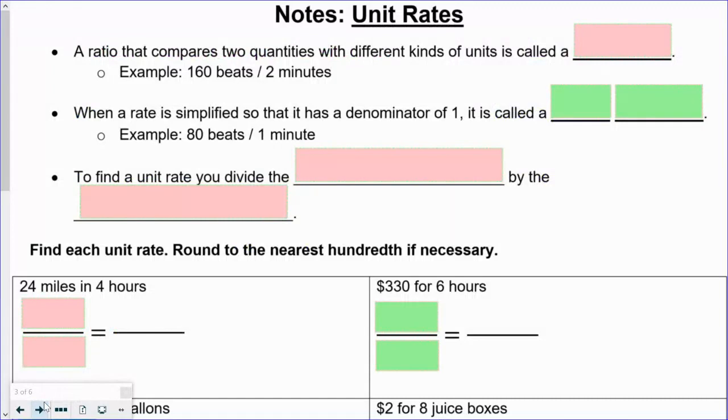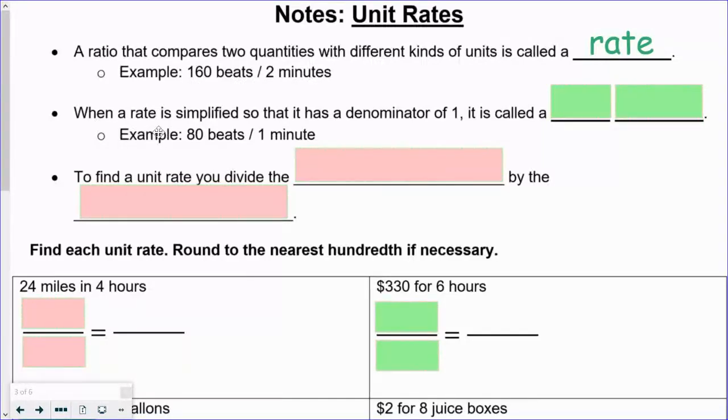All right. So a ratio that compares two quantities with different kinds of units is called a rate. Okay, examples, you have 160 beats in 2 minutes. You have $55 per hour, $2.50 per gallon. Okay, those are different units. Our beats and our minutes are your units, and the rate is how much are you getting per minute.